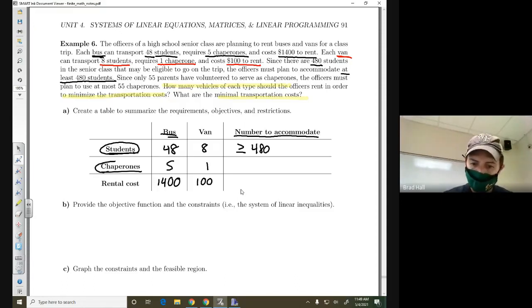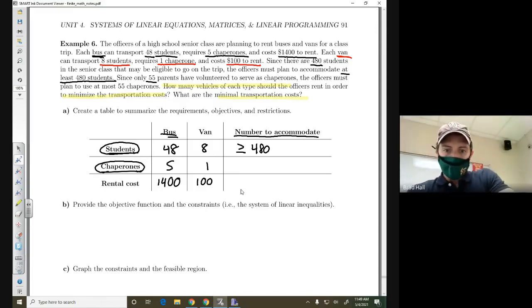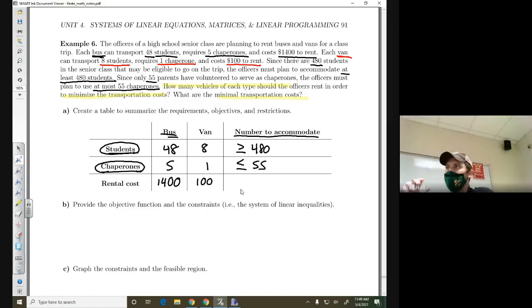For the chaperones, it says something about 55. Let me keep reading. At most, 55 chaperones. That gives us another inequality. At most 55, but it can also be less than 55. So this would be at most 55. So notice the inequality sign flips, which is going to give us an interesting effect on our graph, because they're not facing the same way.